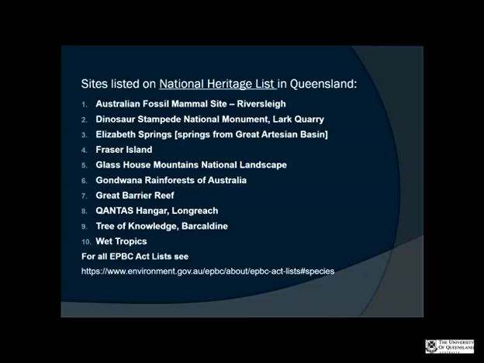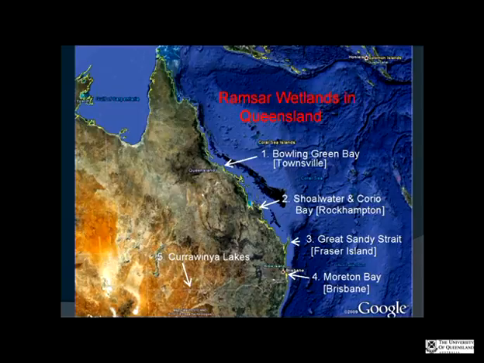This is an example of the National Heritage List that we have in Queensland. Things like Fraser Island, Glasshouse Mountains, and of course things like the Great Barrier Reef and the Wet Tropics and so on. And I've given you the link there so you can go and look at the EPBC Act list to have a look at the sort of species and so on that they've got on there.